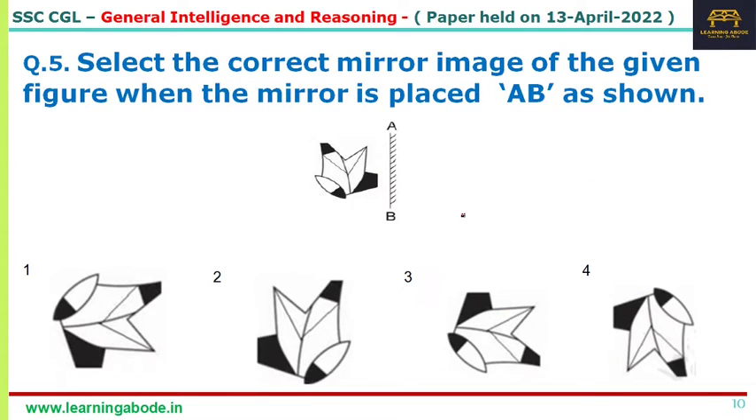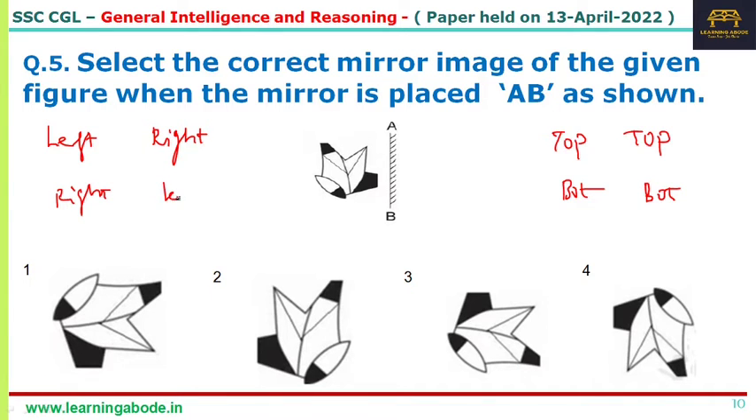Now the fifth one is a mirror image based question. Just as I said for the previous one, this is very much applicable. What is on the top will, in the mirror image also, be on the top. Similarly, what is on the bottom will be on the bottom only, but what is on the left, in the mirror image, will be on the right, and what is on the right will fall on your left.